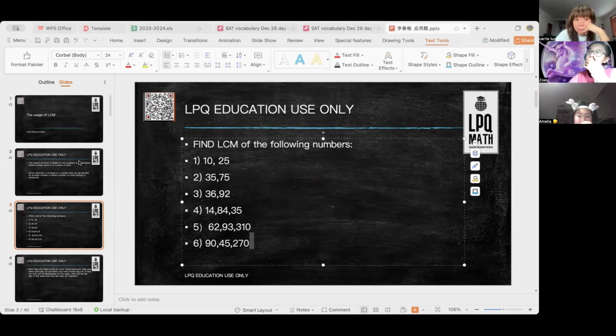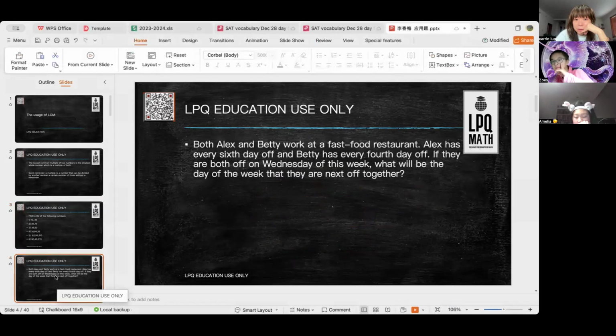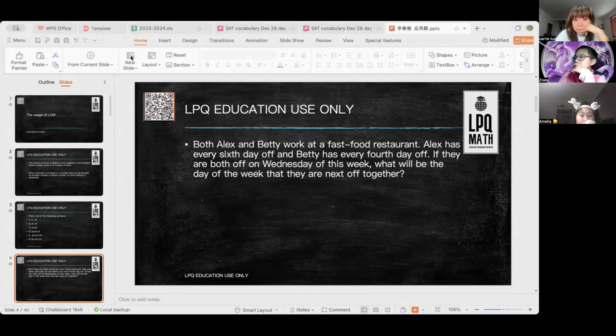Okay. So let's take a look at the next one. Both Alex and Betty work at a fast food restaurant. Alex has every 6th day off and Betty has every 4th day off. If they're both off on Wednesday of this week, what will be the day of the week that they are next off together? Okay, very easy question.